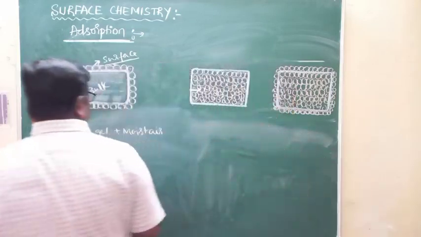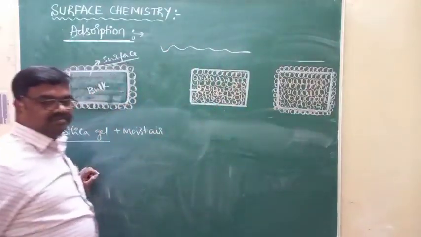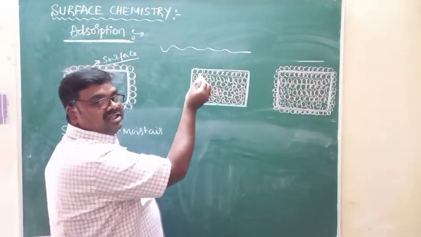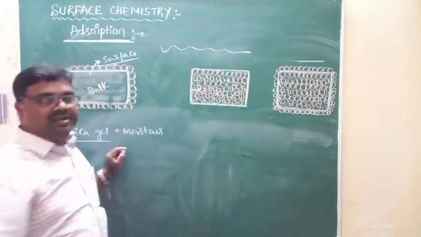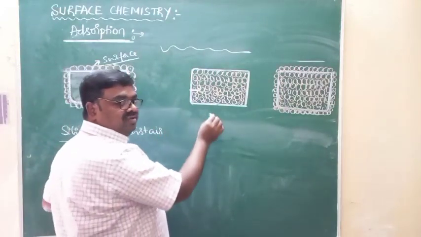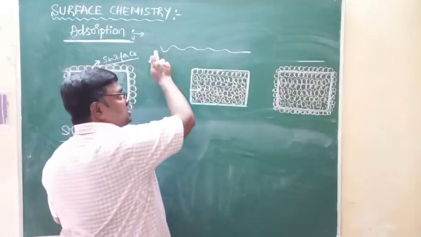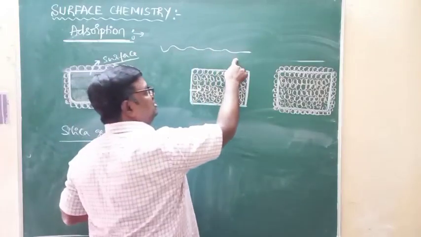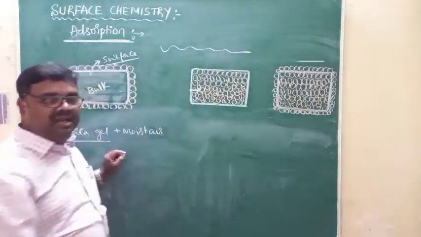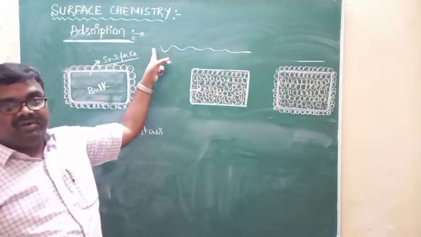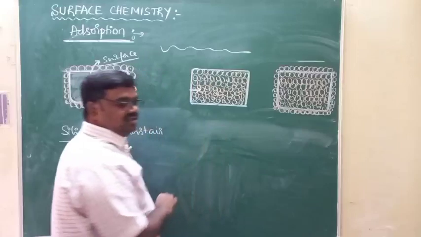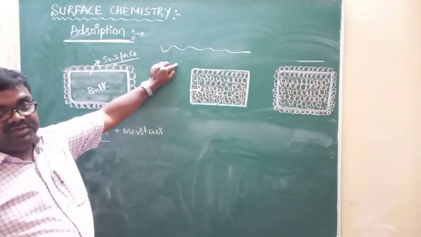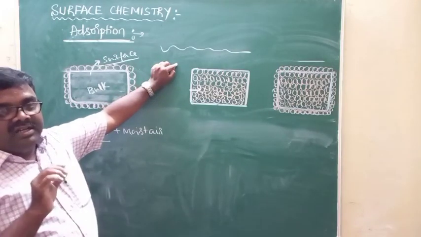Just imagine I'm writing something on the board. I'm able to write on the board using chalk because the particles of chalk will be attached to the surface of the blackboard. That is the adsorption process. These particles of chalk do not enter the bulk of the blackboard. They are retained only on the surface. I can write on the blackboard only because of adsorption of chalk particles on its surface. This is also an example of adsorption, and for convincing purposes I have included this.